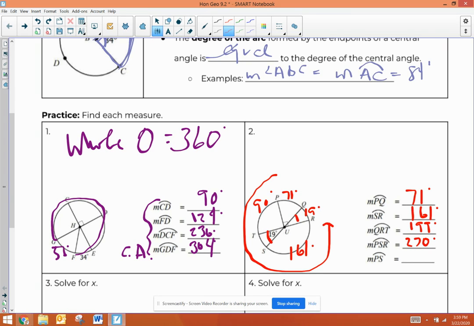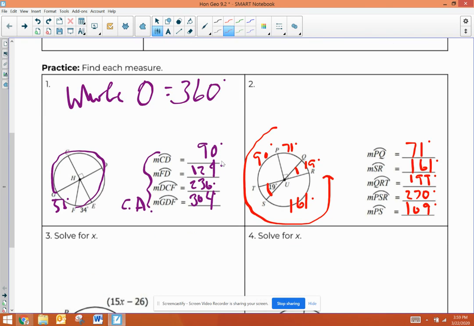And then measure of arc PS. 90 plus 19. Again, using my calculator because I'm stressed. 109 degrees. Cool. So that's the numerical one. Use what we know about right angles, vertical angles, supplementary, and so on.